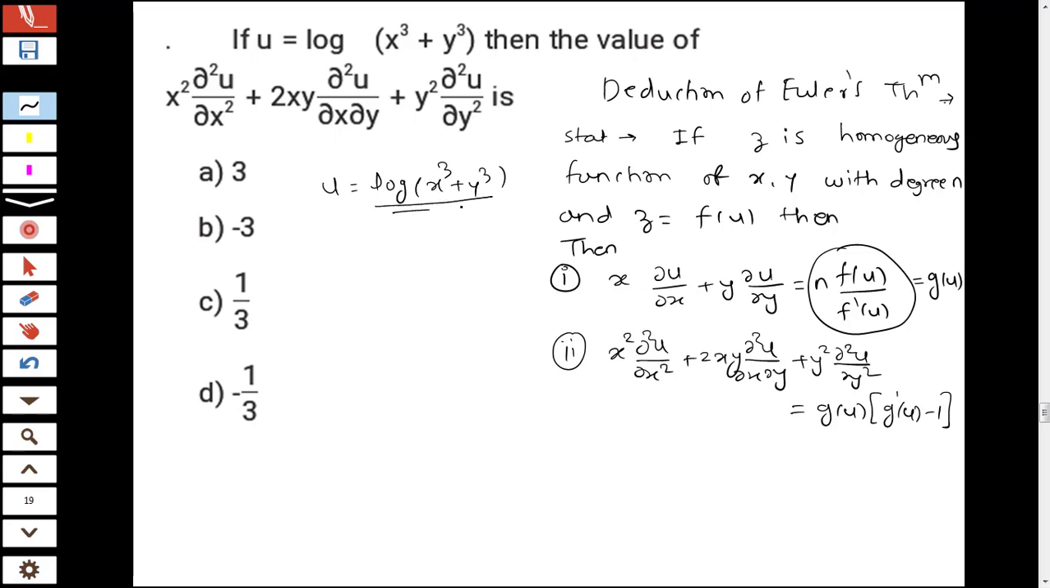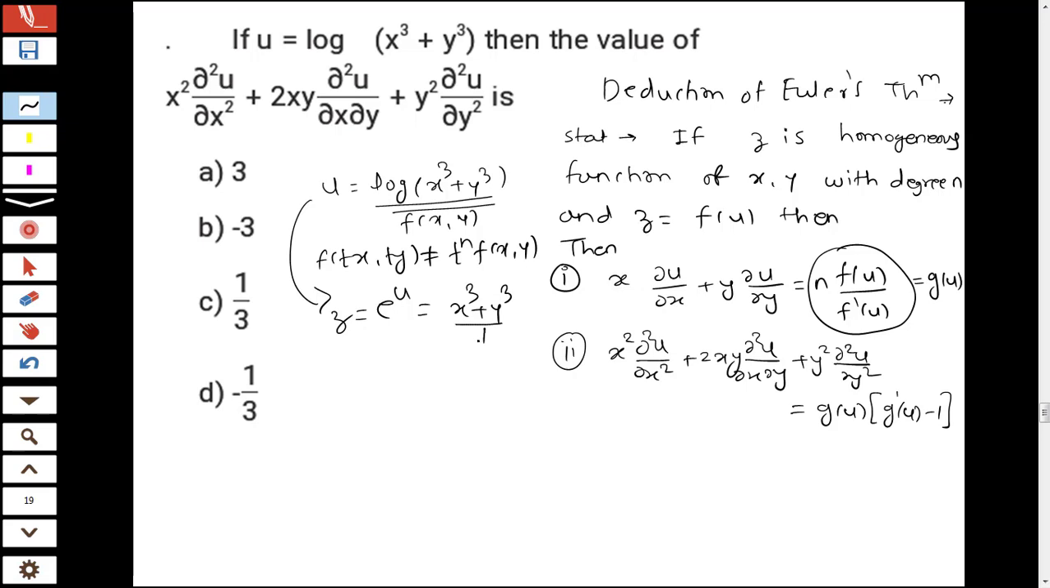This is not homogeneous, because if you consider this as f of x,y, and if you simplify f of tx,ty, that f of tx,ty will not be equal to t raised to n f of x,y. This u as it is is not homogeneous, but if you take antilog on both sides, we will have e raised to u is equal to x cube plus y cube. We call this z. So z we have in terms of x,y as x cube plus y cube. It is homogeneous with degree n equal to 3.